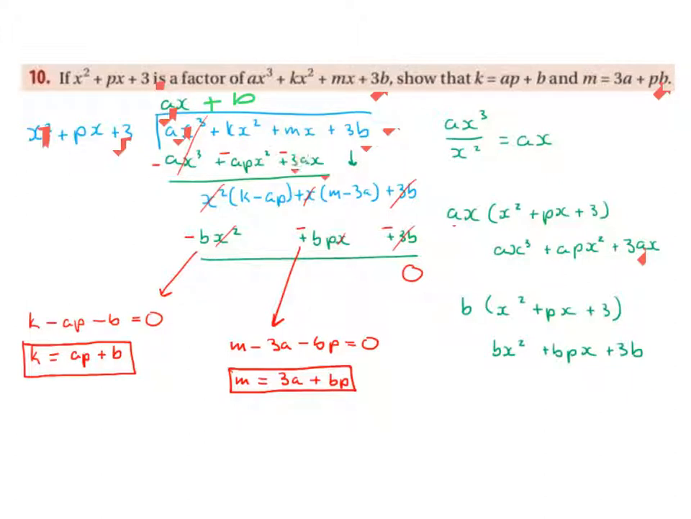Then we change the signs. This becomes a minus, this becomes a minus, this becomes a minus. Because we've changed the signs, these now cancel. Ax cubed minus ax cubed cancels.